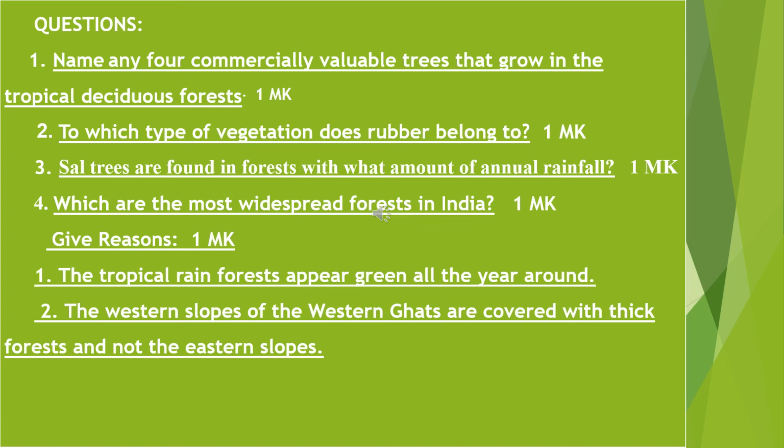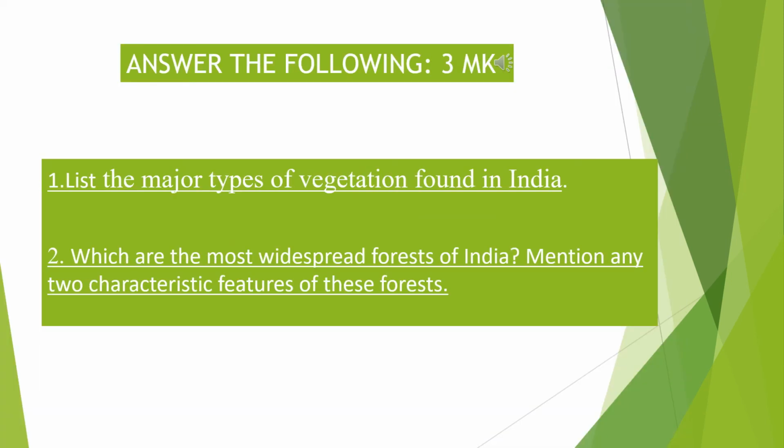These are the 4 one-marker questions. Then again, there are one-marker give-reasons questions. The tropical rainforests appear green all the year round. You have to reason it out. The western slopes of the Western Ghats are covered with thick forest and not the eastern slopes. This also I am sure you will be able to do. These are the 2 three-marker questions: List the major types of vegetation found in India, and which are the most widespread forests of India. Mention any 2 characteristic features of these forests.